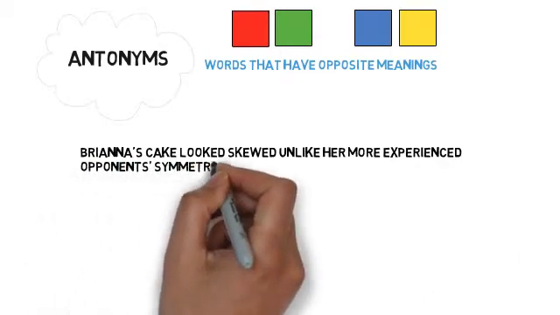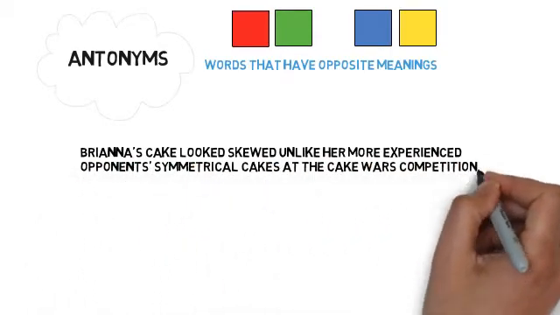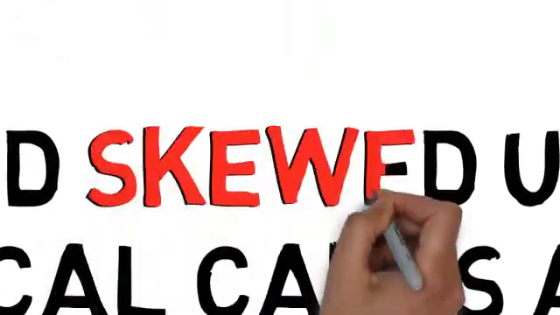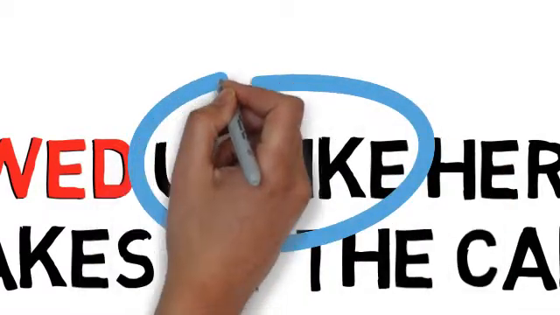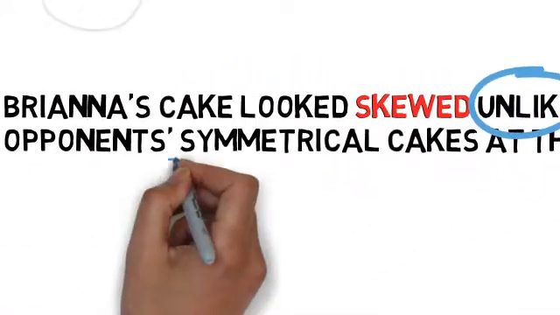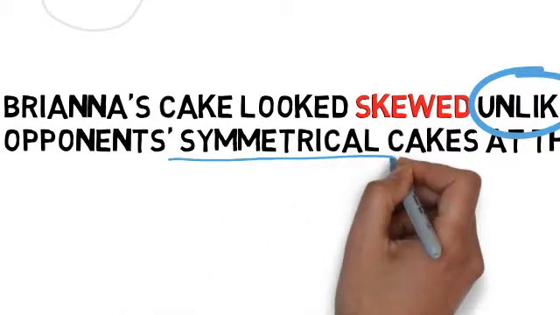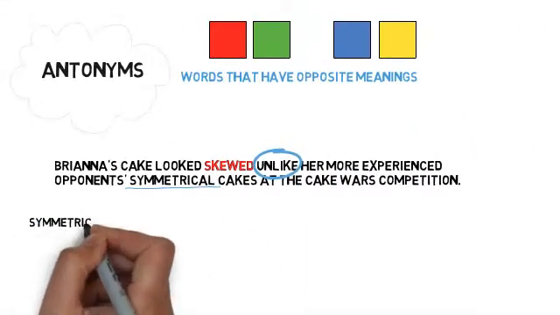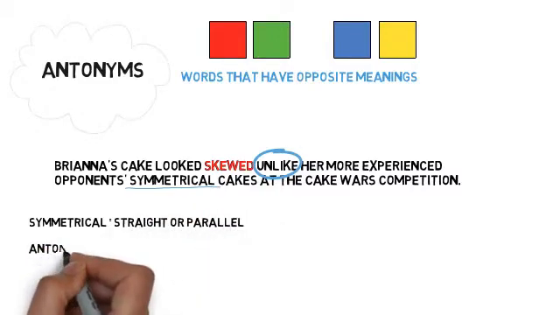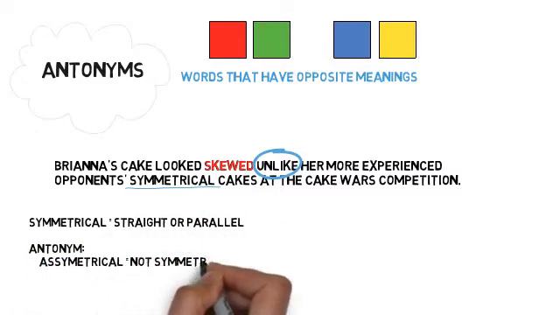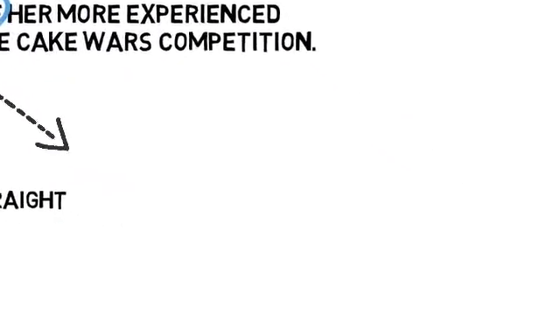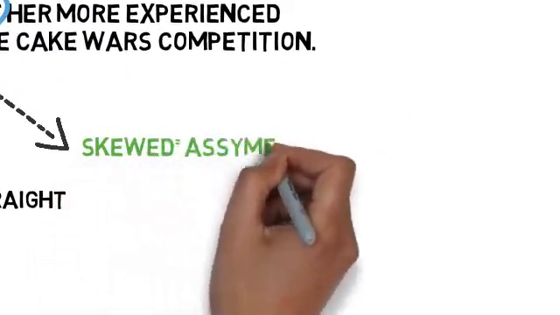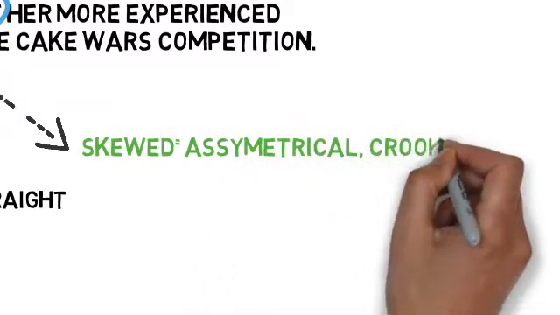Brianna's cake looks skewed, unlike her more experienced opponents' symmetrical cakes at the Cake Wars competition. The unfamiliar word is skewed. We know that we are given an antonym because of the keyword unlike, which is followed by another adjective, which is symmetrical. Brianna's cake looks skewed, but her opponents' cakes look symmetrical. Symmetrical means straight or parallel, and the opposite of symmetrical is asymmetrical, which means not straight. This tells me that skewed can mean crooked. It's asymmetrical, crooked, or slanted.